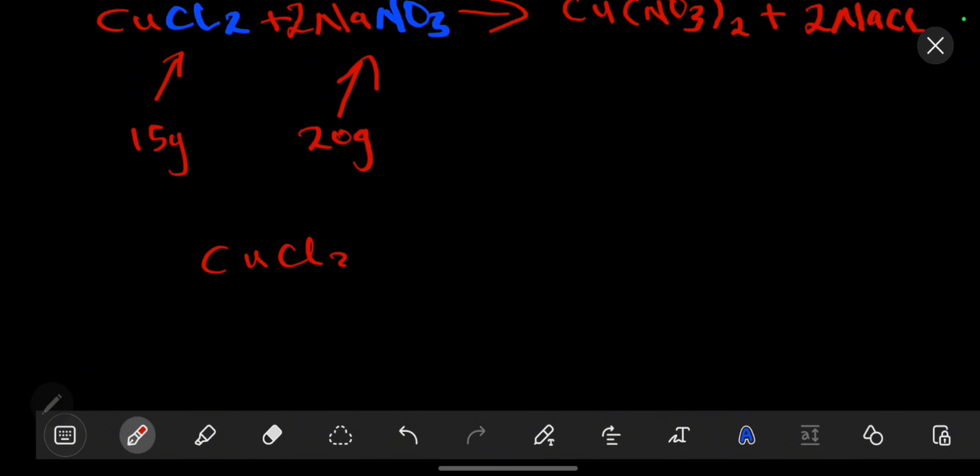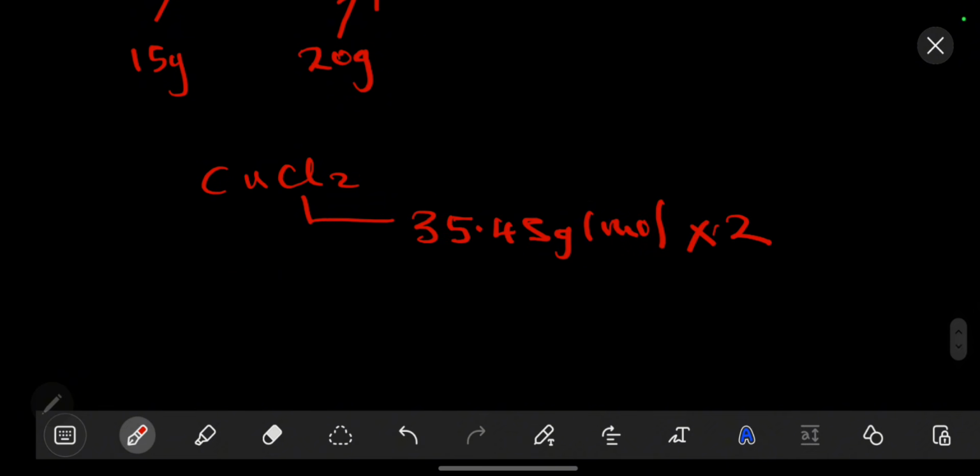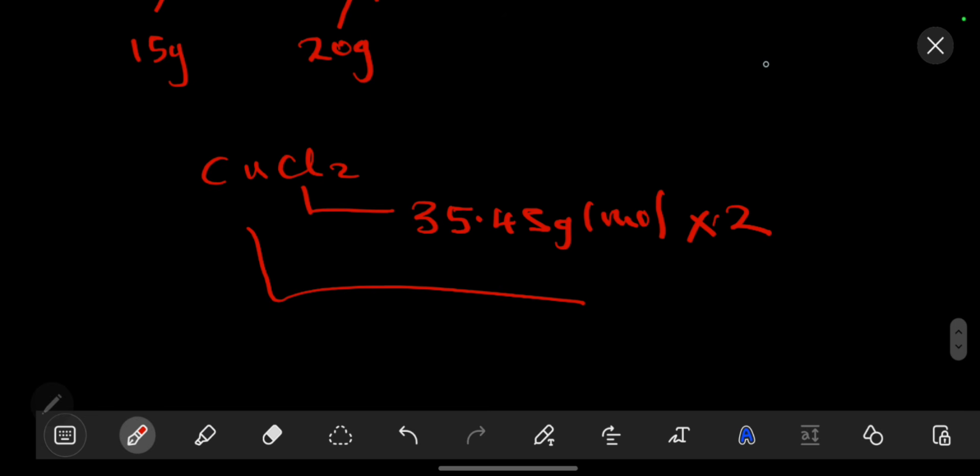So CuCl2 will be equal to, we have the molar mass of chlorine, it's 35.45 grams per mole. Then we multiply this value, since there are 2 of them, by 2, like that. Then we have the molar mass of copper, which is 63.55.